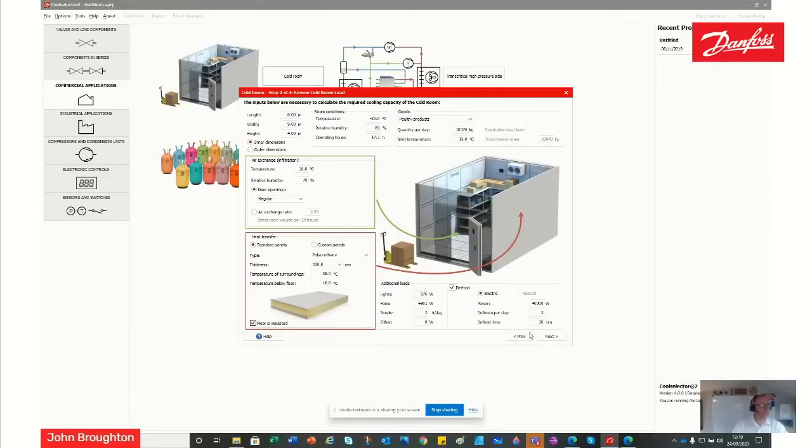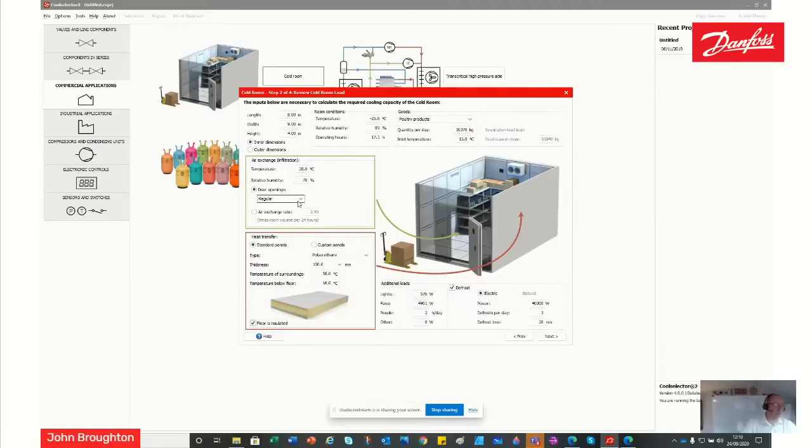and we have basically an overview of our room. We have our length, width, height, which we've inputted before. The room conditions, poultry products. Now, we have our quantity per day and our inlet temperature. Our inlet temperature was 15 degrees, so we're taking that chicken from 15 degrees down to minus 25. We have our air exchange information, so the ambient temperature outside, 38 degrees, relative humidity.